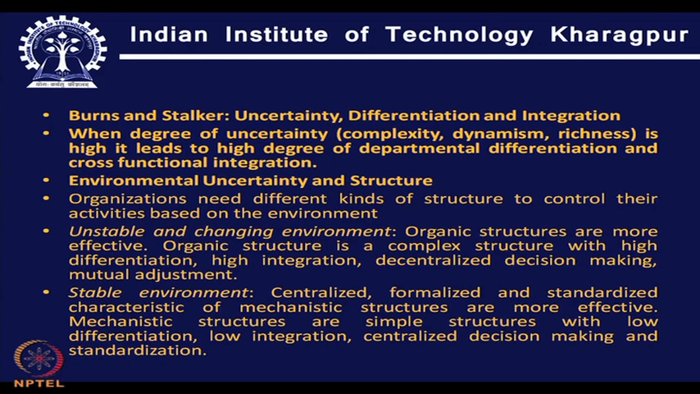Environmental uncertainty and structure: organizations need different kinds of structure to control their activities based on the environment. In an unstable and changing environment, organizational structures are more organic in nature. An organic structure is a complex structure with high differentiation, high integration, decentralized decision making and mutual adjustment. When it is a stable environment, centralized, formalized and standardized mechanistic structures are more effective. Mechanistic structures are simple structures with low differentiation, low integration, centralized decision making and standardization.